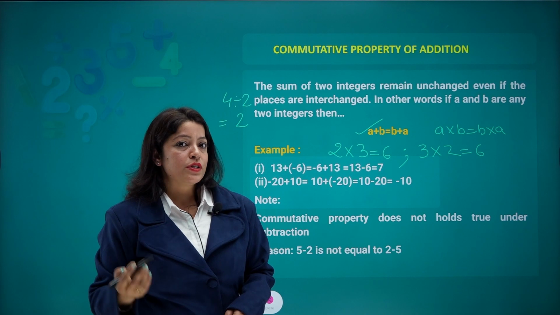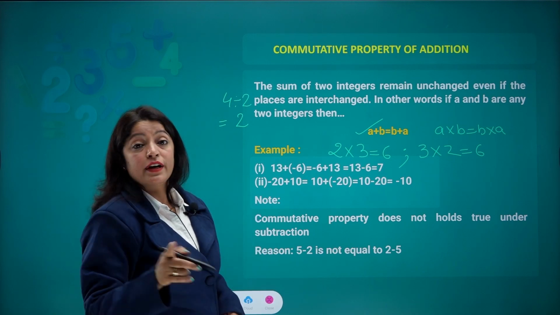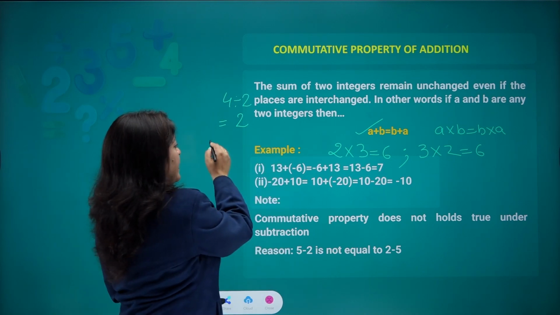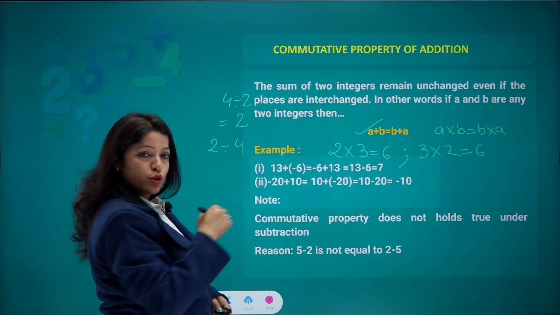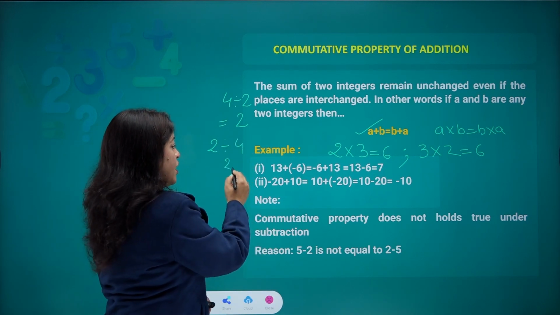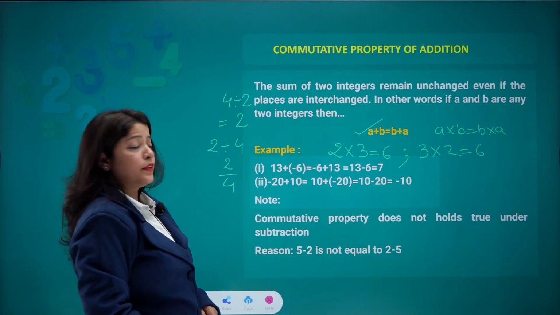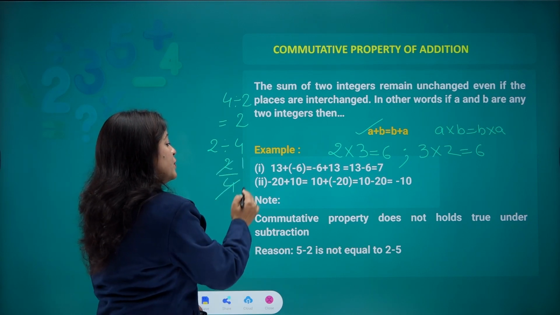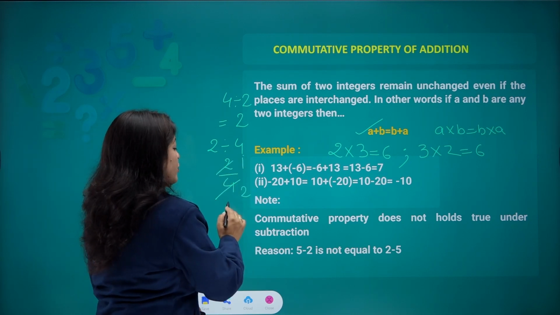4 divided by 2 is 2. And what if I divide 2 by 4? 2 divided by 4, you can also write it as 2 over 4. And if I cancel, if I reduce it to the lowest form, I get the number 1 over 2.